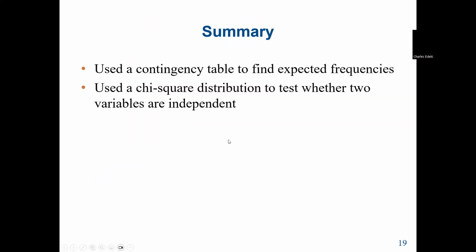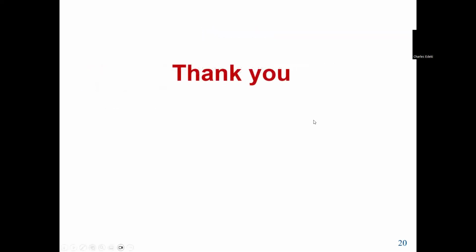So in this lecture, we learned how to use a contingency table to find expected frequencies. Also, we use the chi-square distribution to test whether two variables are independent. In order to use the independence test, we always have to find the expected frequency. The observed frequency will always be the data that we collect, the sample data. So again, I wish everybody the best and see you in the next lectures.